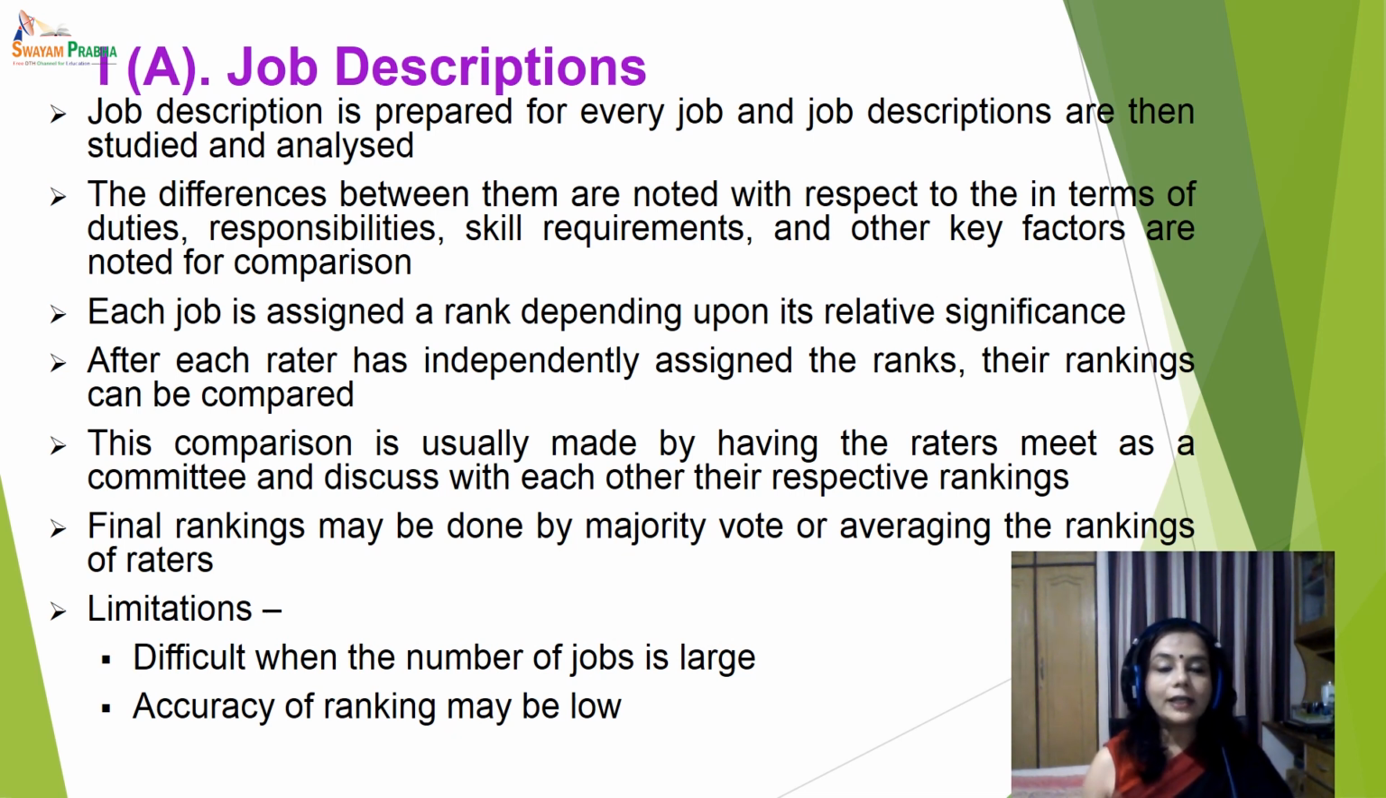After each rater has independently assigned the ranks, the ranks can be compared. The comparison is usually made by having the raters meet as a committee and discuss with each other their respective rankings. Final rankings may be done by majority vote or by averaging the rankings of raters. So if there are 2 or 3 raters, the ranking given by each one of them will be added together and averaged, or they can be discussed and they can come out with a final ranking.